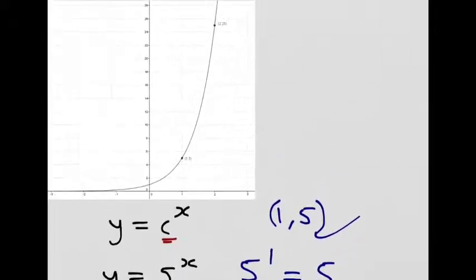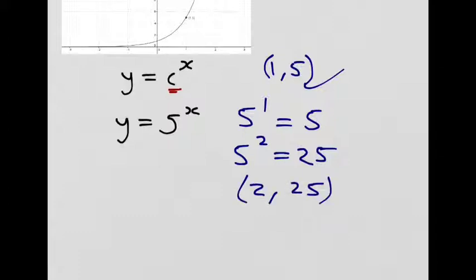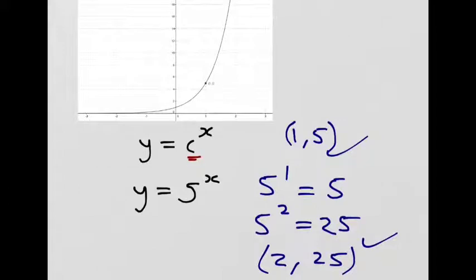What about (2, 25)? Let's see if that works. That means I would put 2 for x, and I should get 25 for y. Does that happen? Yeah, it should be pretty obvious, right? So that one also works. (2, 25) also checks. So, good. This is our equation here: y equals 5 to the x.